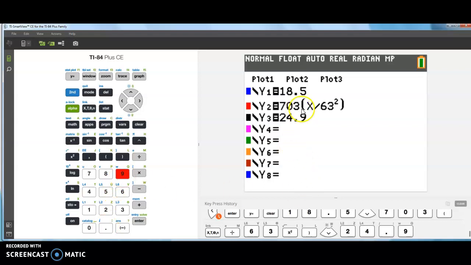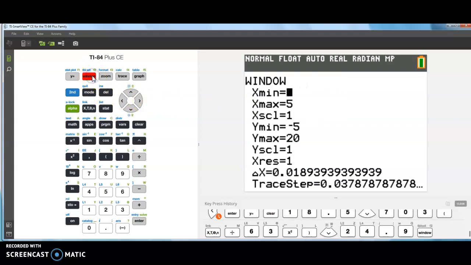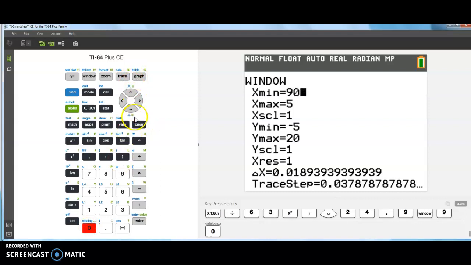All right, so X represents weight, and this is the weight of someone who is 5 foot 3. So I'm going to go into my window. Someone who is 5 foot 3, and we're looking at healthy weights, I'm going to guess that like 90 pounds would be the minimum. I don't really know, but it seems like less than 90 pounds would be a little too thin. And I'm going to guess that like 200 pounds is probably the maximum.